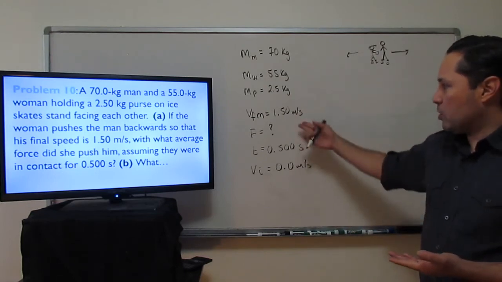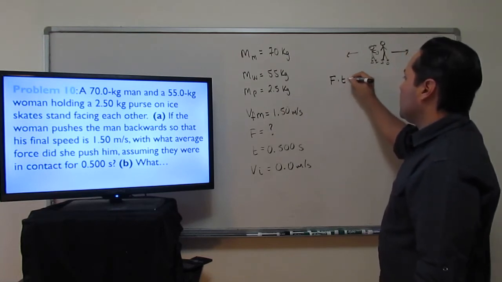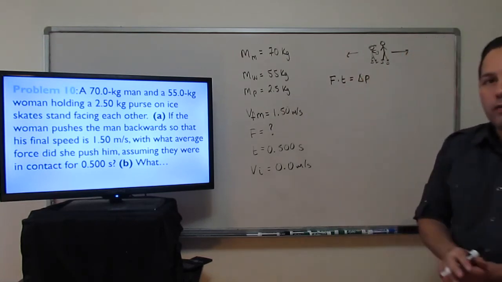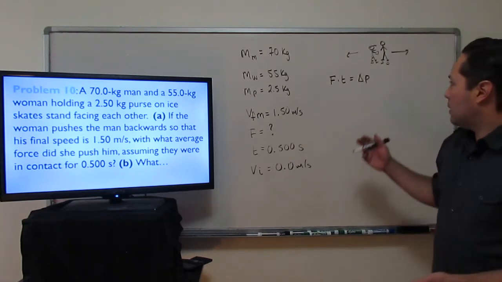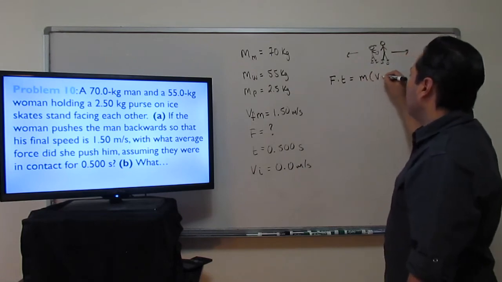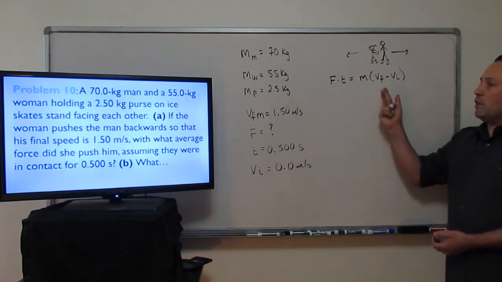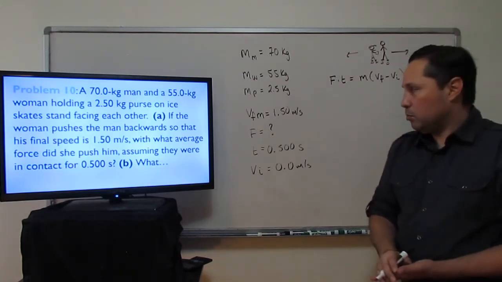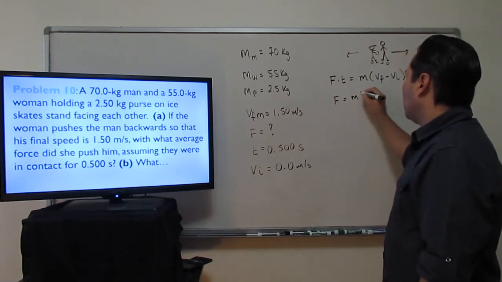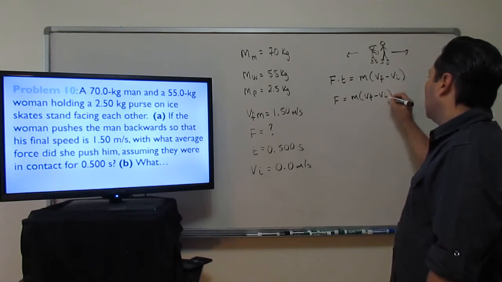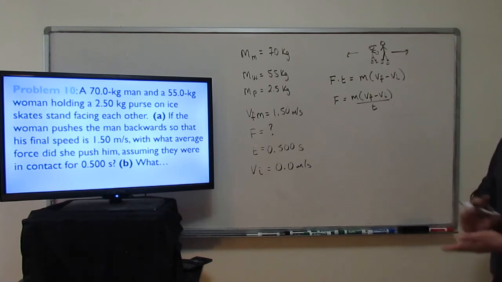So we've got all this information. I want to know what the force is. Alright, so force times time is equal to change in momentum. We know that formula, so we're going to use that. The change in momentum is mass times velocity final minus velocity initial. So now that we have that, we're going to move the time over to the denominator. And that gives us the formula for the force. That's part A of this problem.